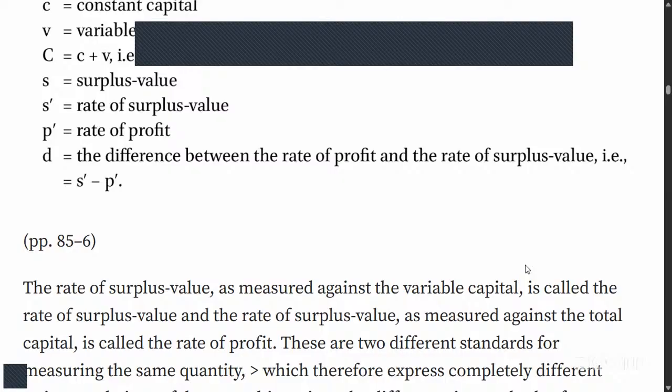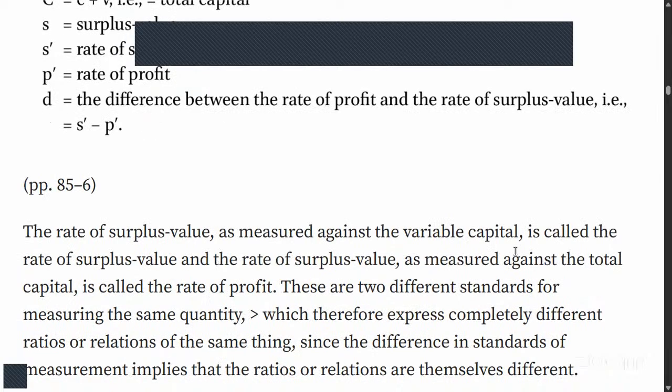85 to 86, the rate of surplus value as measured against the variable capital is called the rate of surplus value, and the rate of surplus value as measured against the total capital is called the rate of profit. These are two different standards for measuring the same quantity, which therefore express completely different ratios or relations of the same thing, since the difference in standards of measurement implies that the ratios or relations are themselves different.